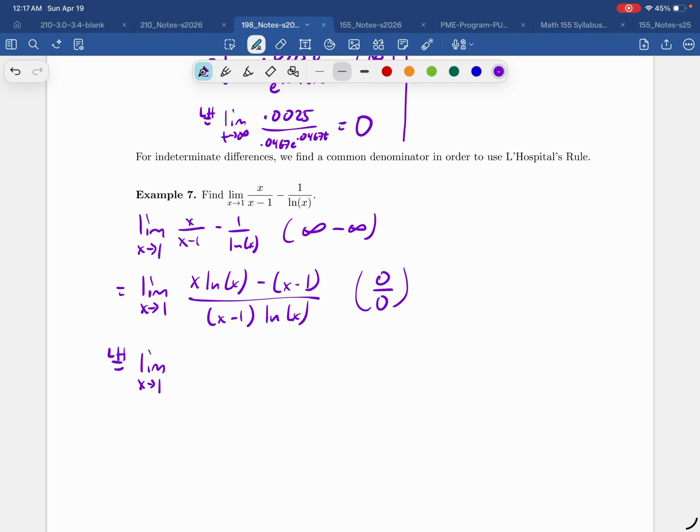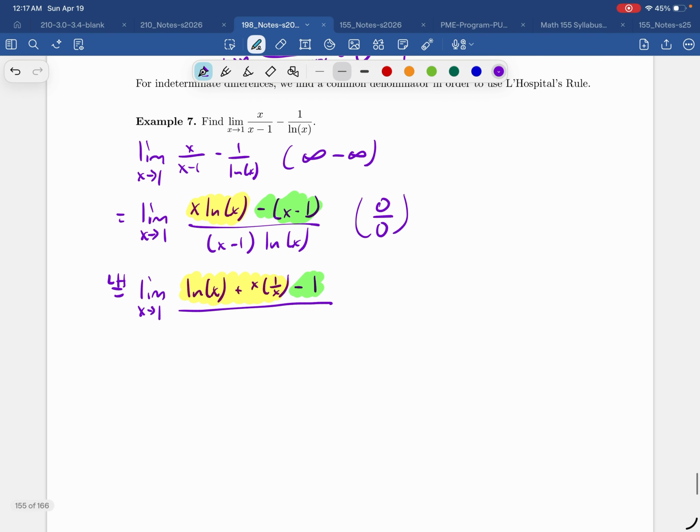Limit as x goes to 1. Now, we do have a product rule here, but it's not the end of the world. That's not that bad a product rule. And just to be clear, this derivative is this, okay? And that derivative is that, okay? And then we have another product rule over here.